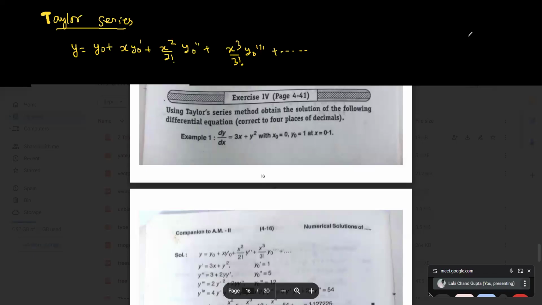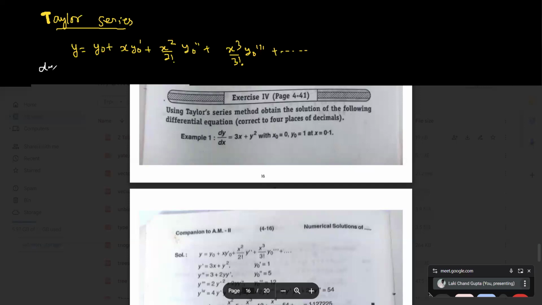Okay, you know Taylor series, but do you know how to find the value of y? I know Taylor series, I don't know how to find the value. Okay, I'll tell you. See, you have been given what?